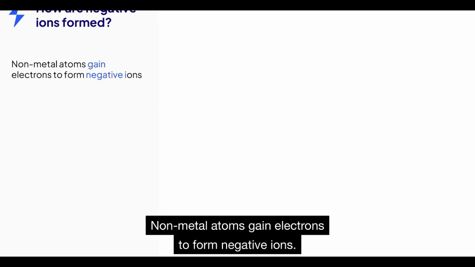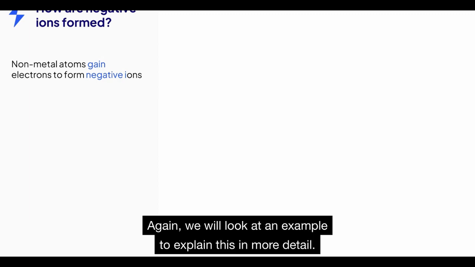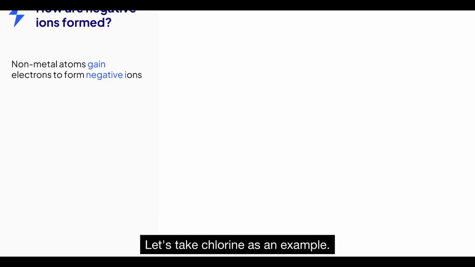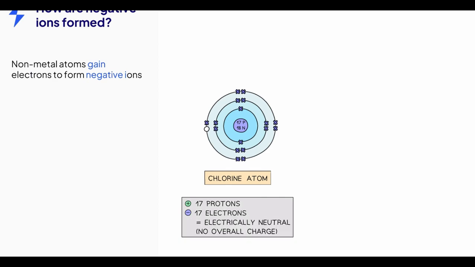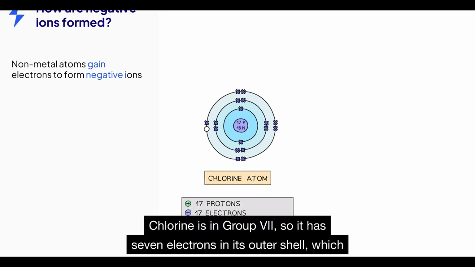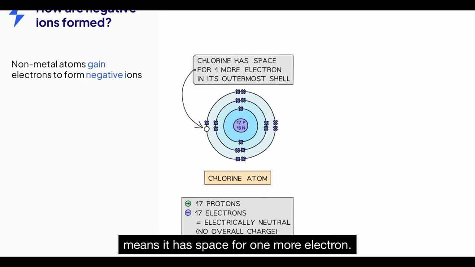Non-metal atoms gain electrons to form negative ions. Again, we will look at an example to explain this in more detail. Let's take chlorine as an example. An atom of chlorine has 17 protons and 17 electrons, so it has no overall charge. Chlorine is in group 7, so it has 7 electrons in its outer shell, which means it has space for 1 more electron.